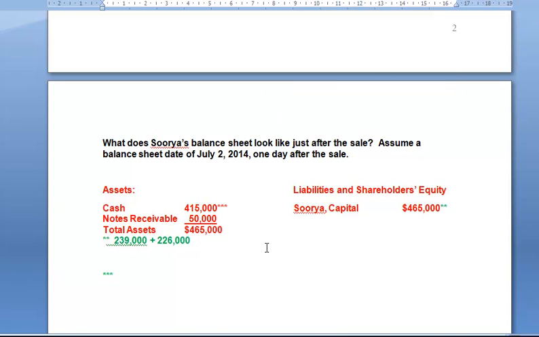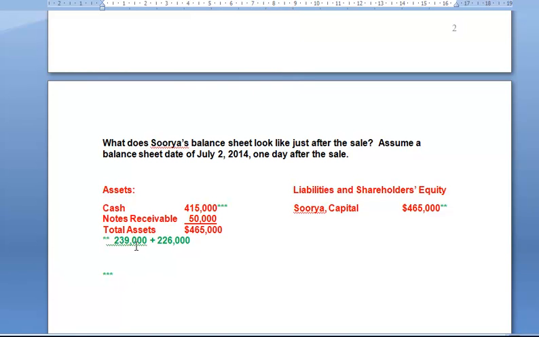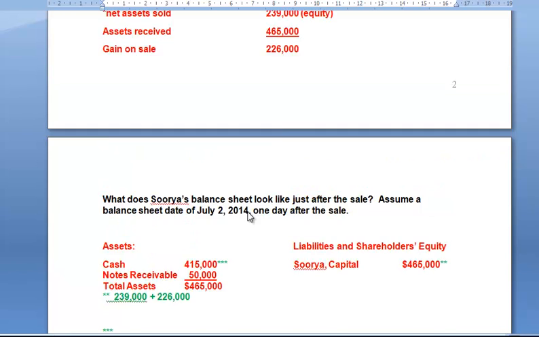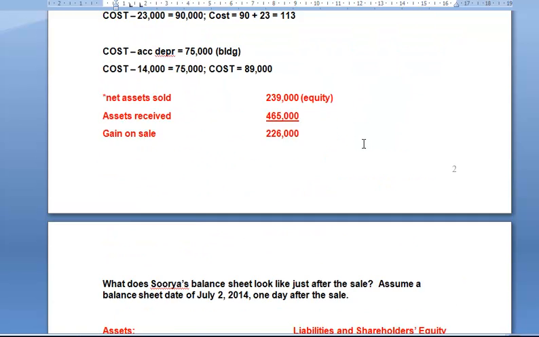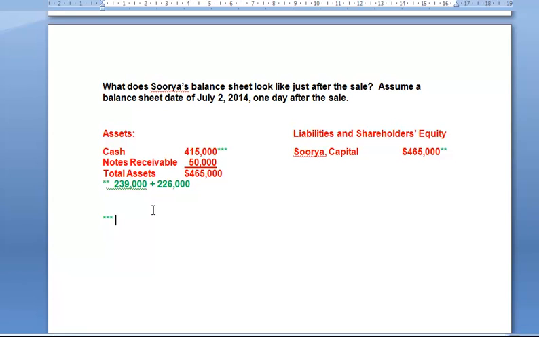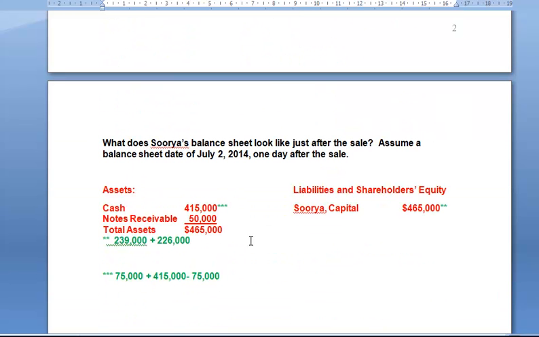Now, I just had a thought. Sometimes students get a little confused with these numbers. This came up in the class, and I thought maybe I could address it here. Sometimes students think that Suria got $415,000, but they gave up $75,000. Shouldn't it be that they only have cash left of $340,000? No, it isn't. Because don't forget, they started with $75,000. They got $415,000, and then they got rid of that $75,000 in this transaction.